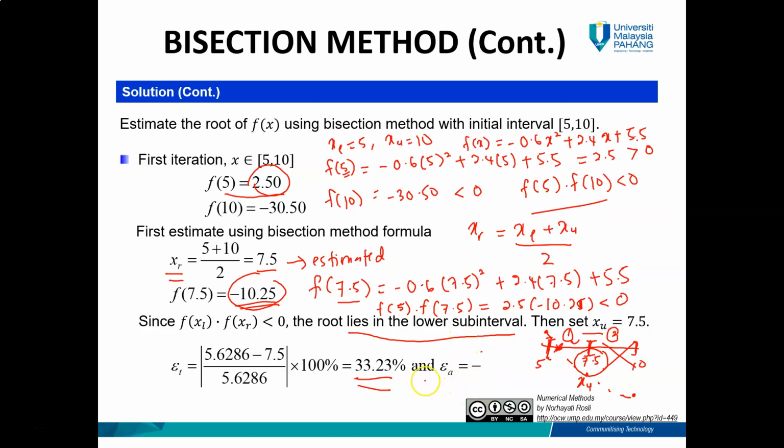But class, remember, for epsilon A at the first iteration, we are unable to compute it. Epsilon A here equals the present solution minus the previous solution, divided by the present solution. But here, for the previous solution, we don't have the solution. Before we solve for the first iteration, we only have the interval. We don't have the previous XR. So we are unable to compute the epsilon A for the first iteration.